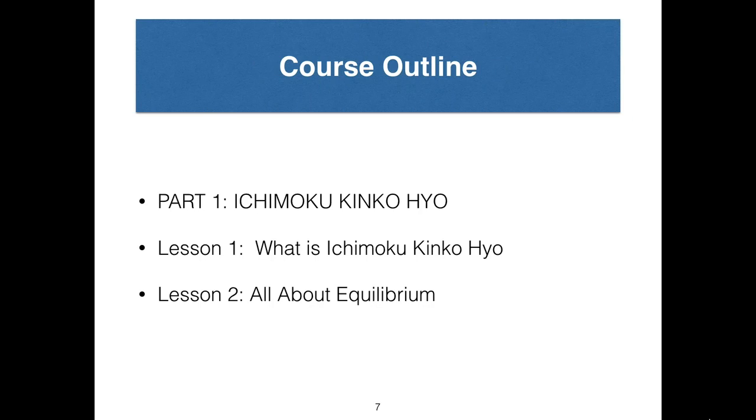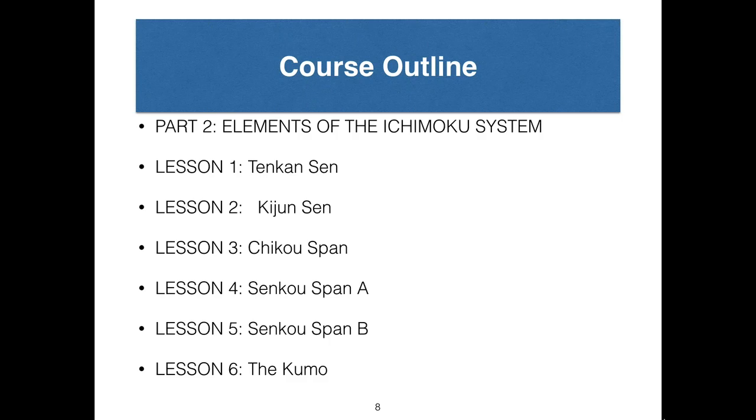Course outline. Part 1, we will talk about Ichimoku Hyo. Lesson 1, what is Ichimoku Hyo? Lesson 2, all about equilibrium. Part 2, elements of the Ichimoku system. Lesson 1, the Tenkan-sen. Lesson 2, the Kijun-sen. Lesson 3, the Chikou Span. Lesson 4, the Senkou Span A. Lesson 5, the Senkou Span B. And Lesson 6, the Kumo.